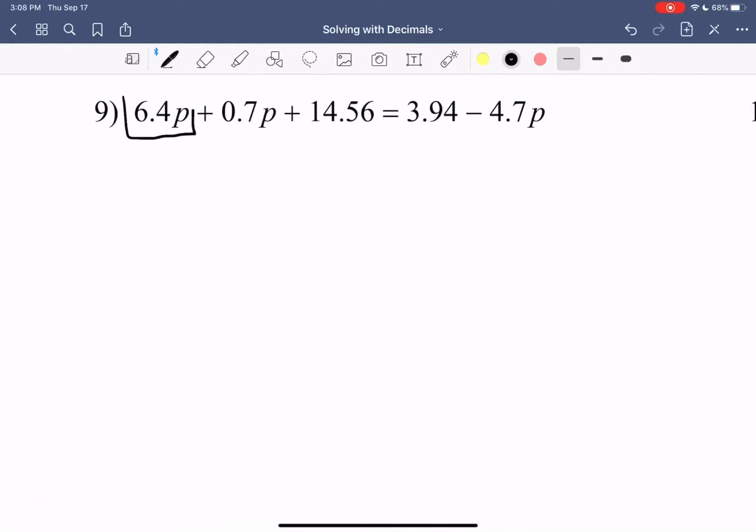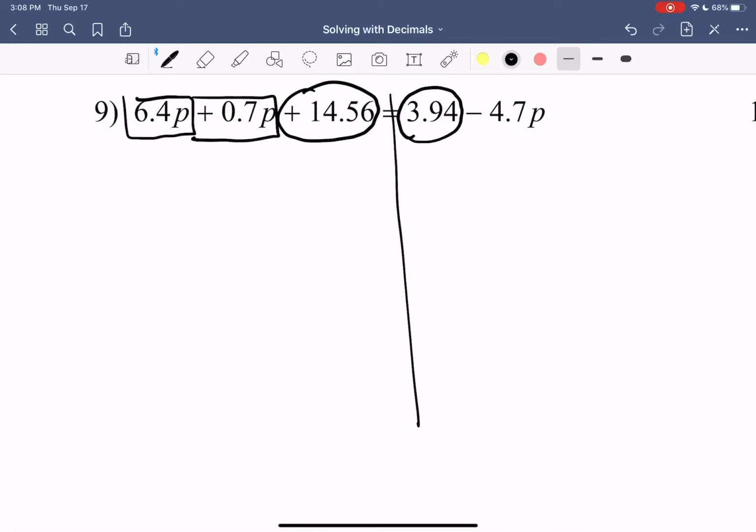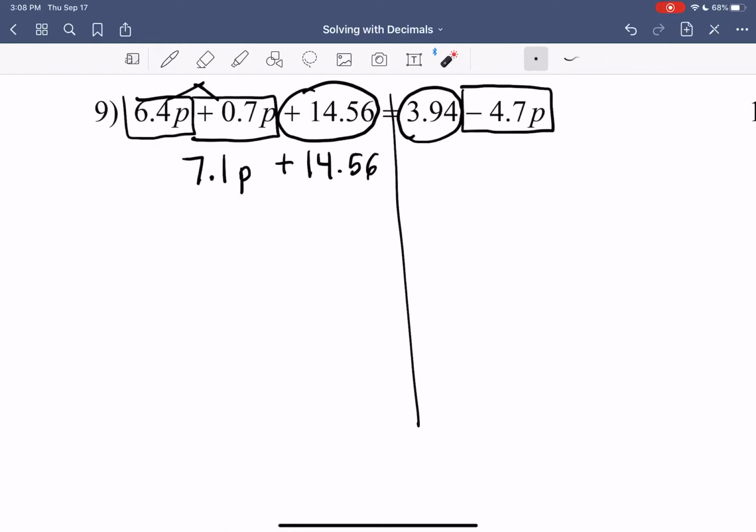So here we have boxing our variables, boxing a variable, circling a constant, line at the equal sign, circling a constant, and boxing a variable. So on the left side right here, we have two like terms. So we're going to combine those. 6.4p plus 0.7p is going to give us a 7.1p. And then we're going to carry down what's left, 14.56.